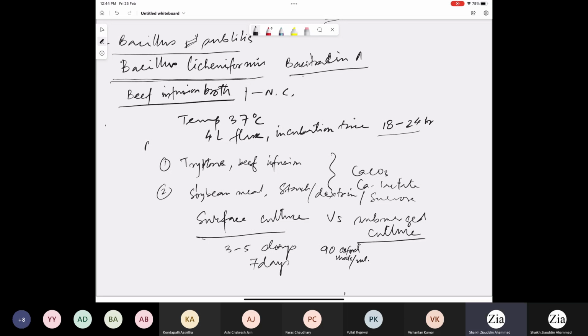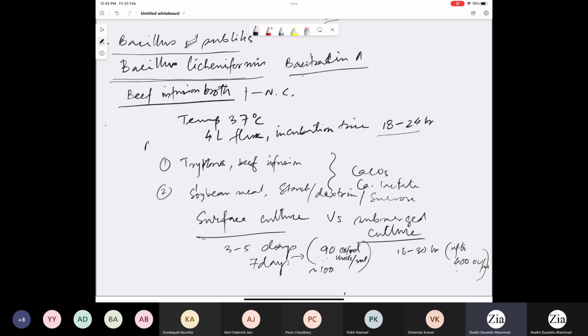Whereas in submerged culture, this time will vary between 18 to 30 hours. And when you talk about yield, this is for surface culture and this is for submerged culture. You can get even up to 400 Oxford units per ml. So you can see the difference. It is around 100, and it is 400.